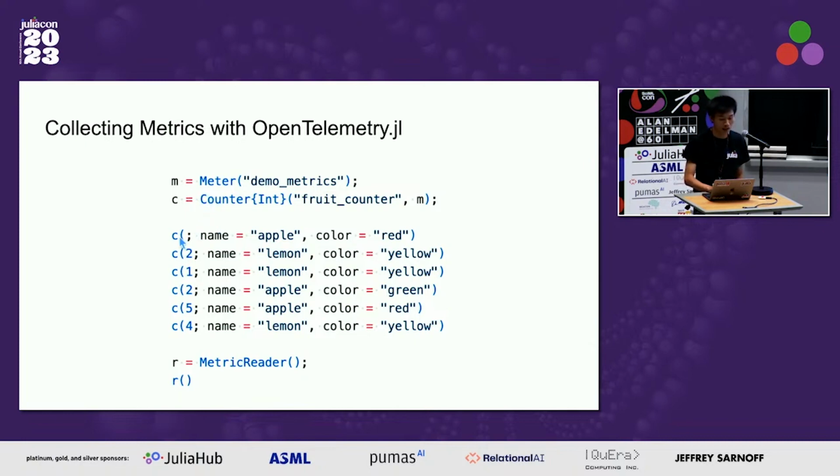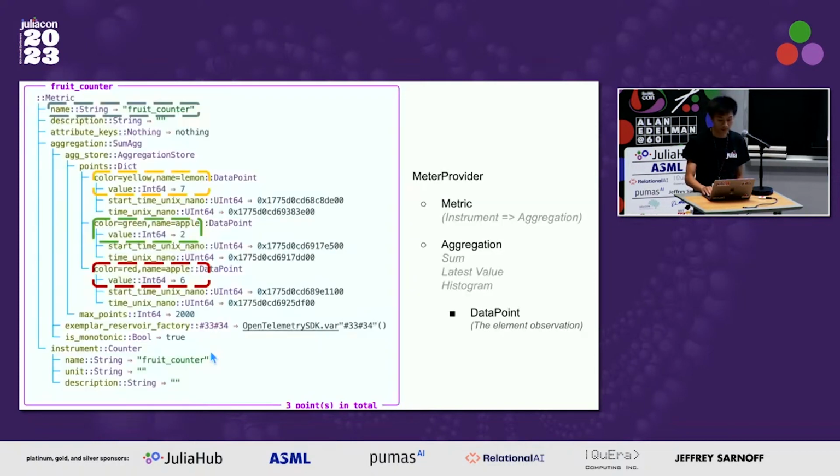And then we have the counter now. We can just execute it by providing key value pairs, key value arguments. We can specify the attributes of this counter. And finally, we can call the metric reader to read the latest value of those instruments.